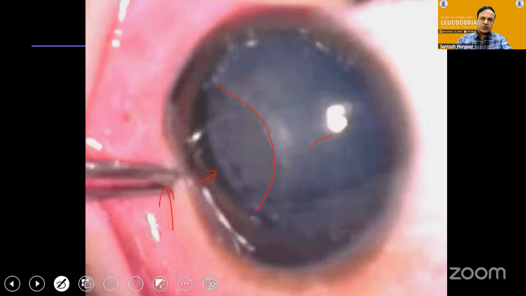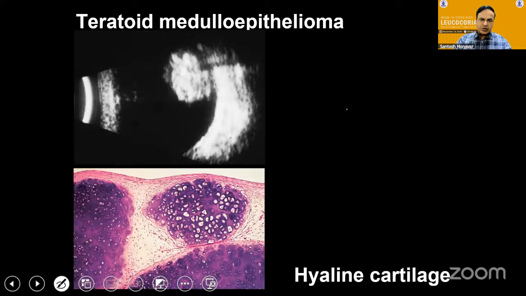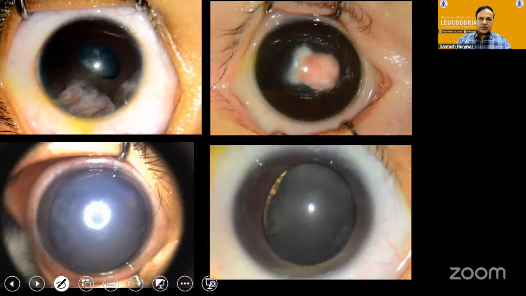So what happens in medulloepithelioma is that that's the tumor in the ciliary body. The posterior capsule of the lens acts like a scaffold for the tumor cells to grow, thus producing a retrolental membrane, which is often vascularized. So the presence of a vascularized retrolental membrane is a pointer towards the presence of medulloepithelioma. Medulloepithelioma has hyaline cartilage and can have calcification. As I said, these are some of the variants of medulloepithelioma.